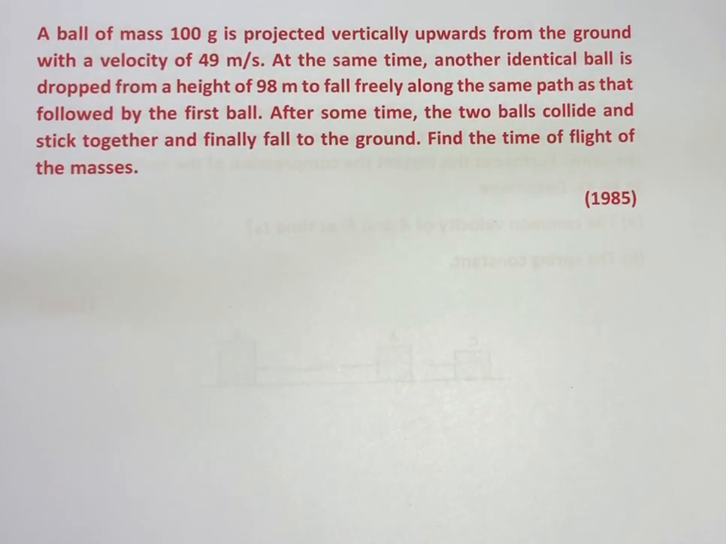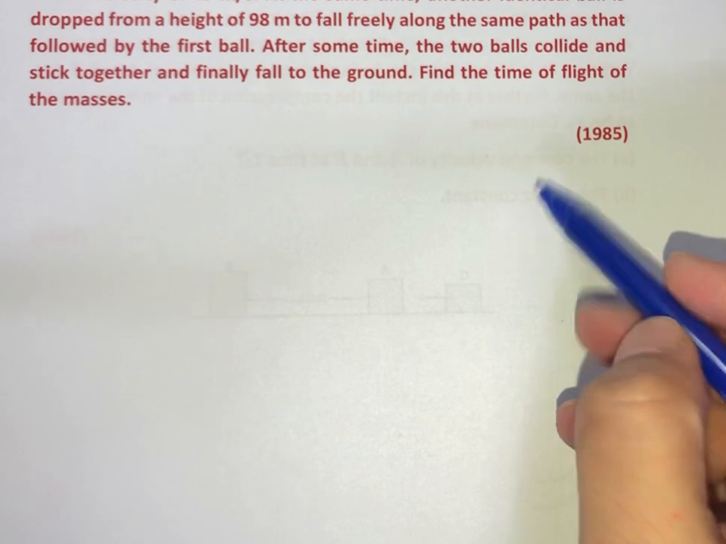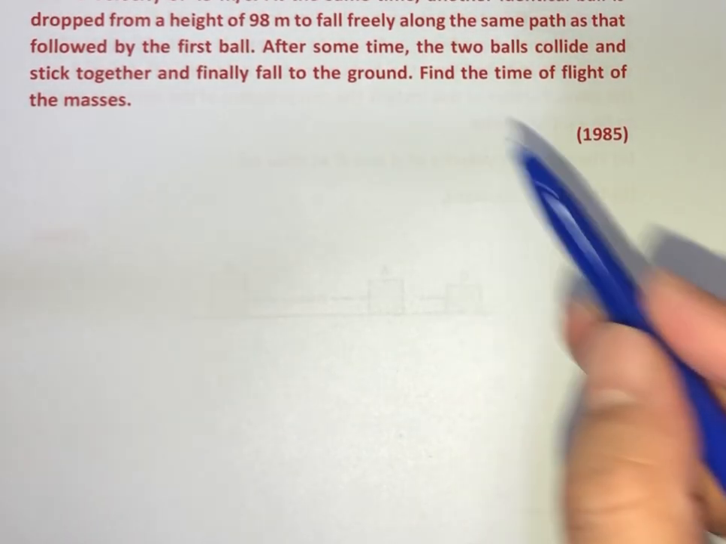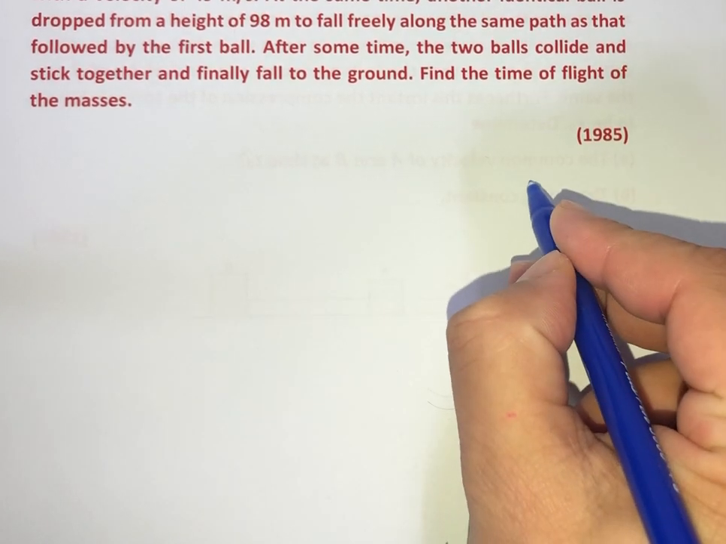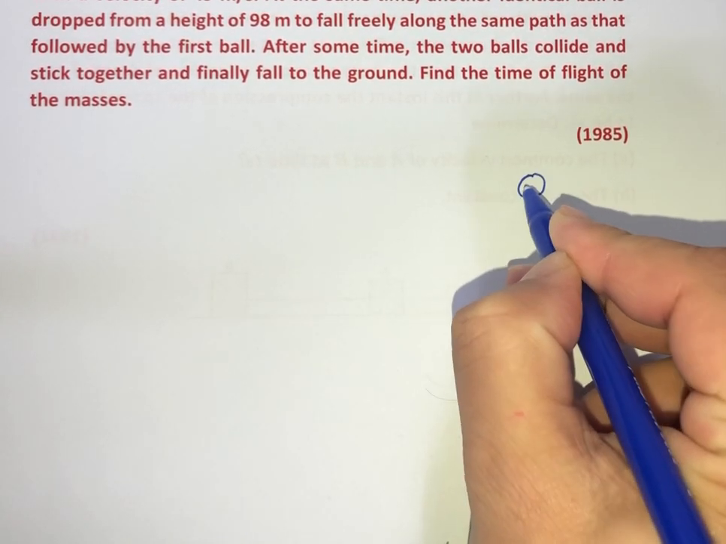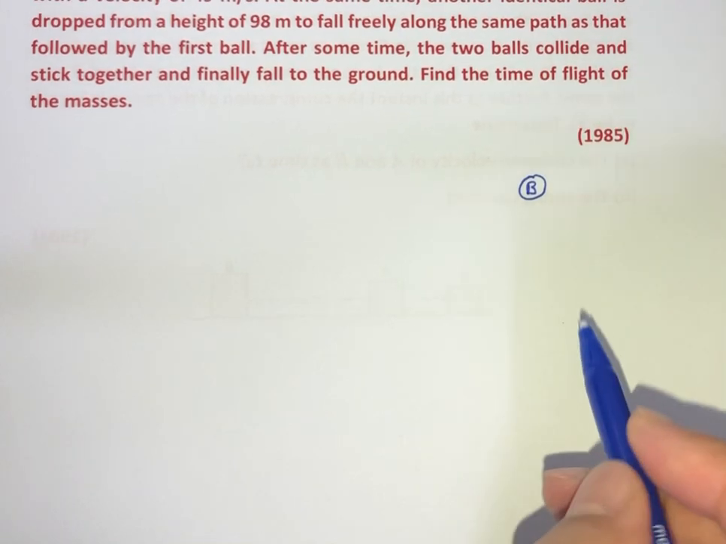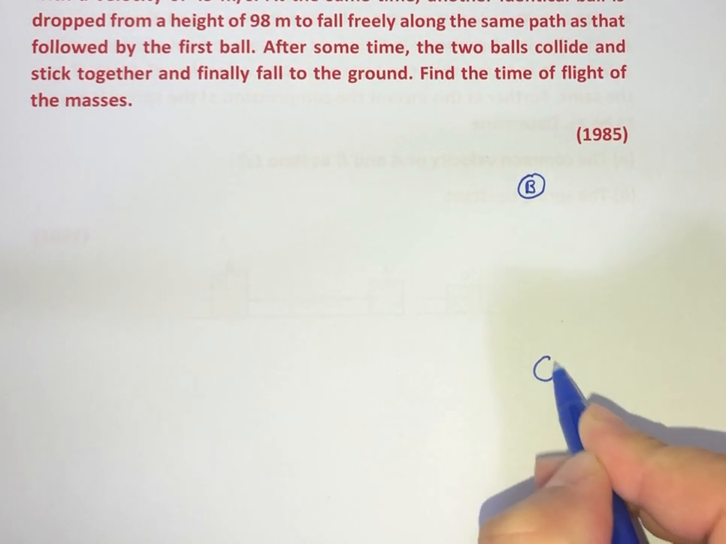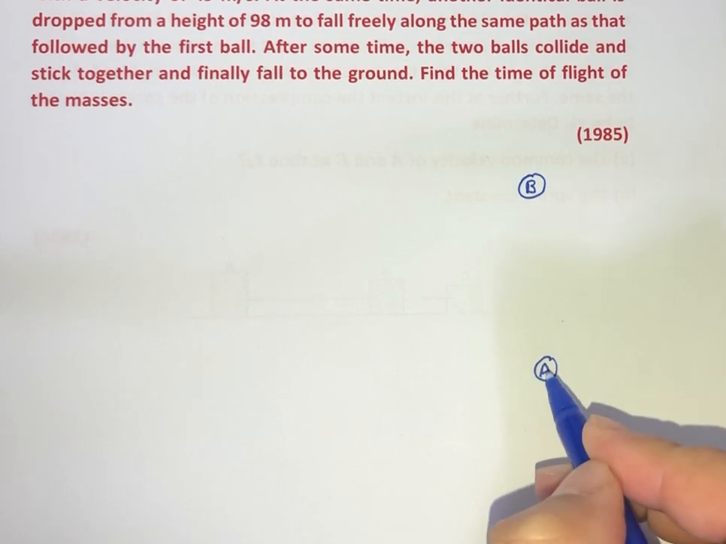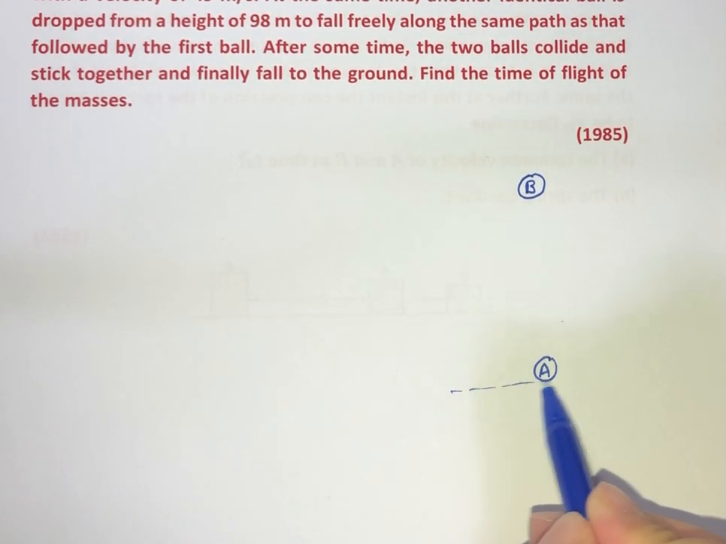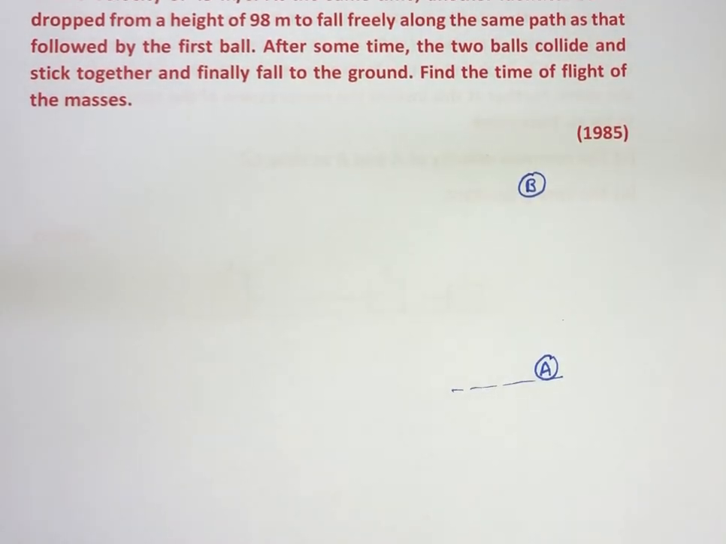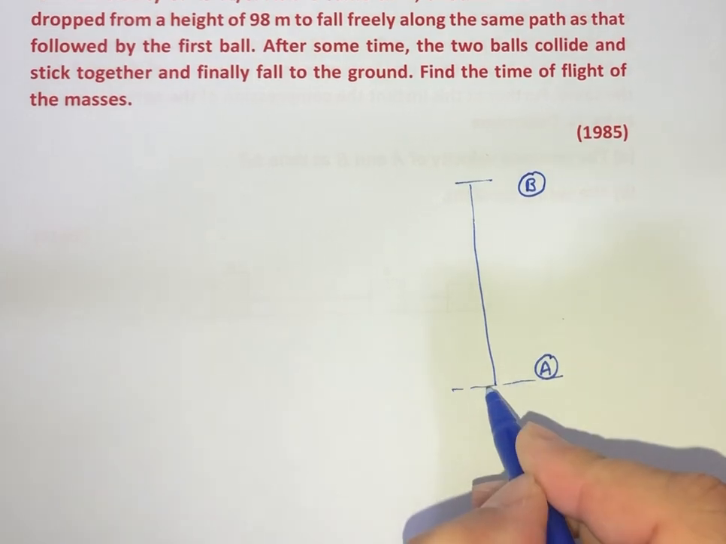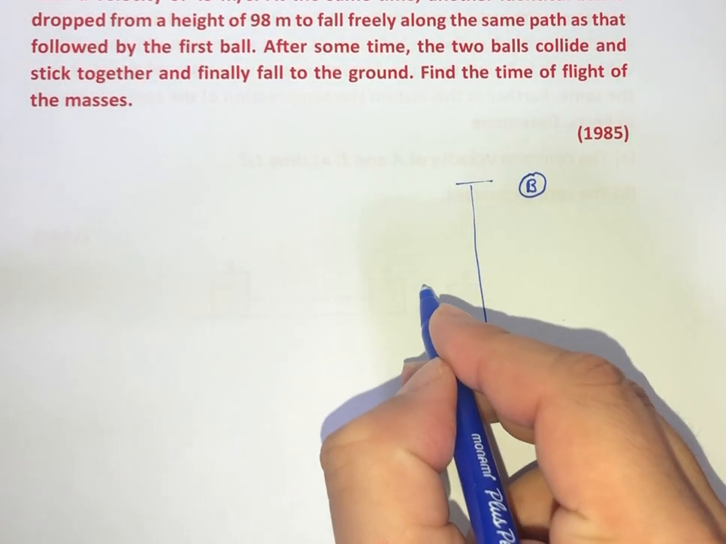In this case, we are given two balls. One is dropped from the height, that is 98 meter. So let us say we have ball B, which is being dropped from the height, and we are having a ball A, which is being projected upward, and the height from which the ball B is being dropped is given as 98 meter.